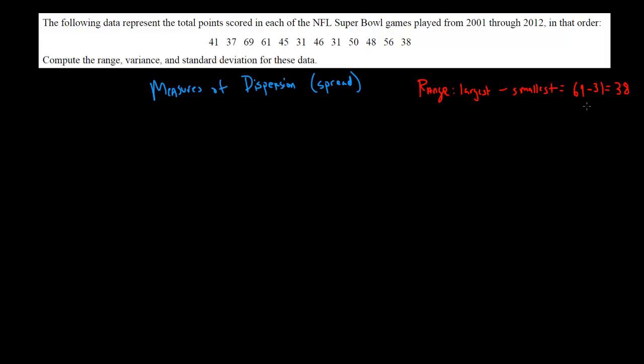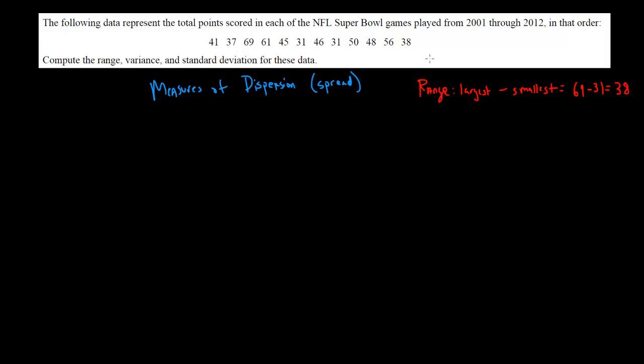Now, the problem with range is that it is completely influenced by outliers. For instance, let's say that we added a couple numbers here. Let's say we added a 100, that there was one Super Bowl game where they scored 100 points, and then there was one Super Bowl game where they only scored 7 points. So we added two values. Maybe we added year 2000 and 2013, and let's just say hypothetically, one of those games had 7 points scored and the other had 100 points scored.